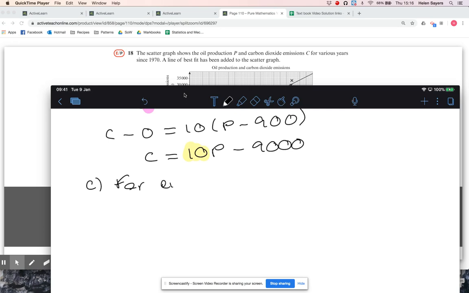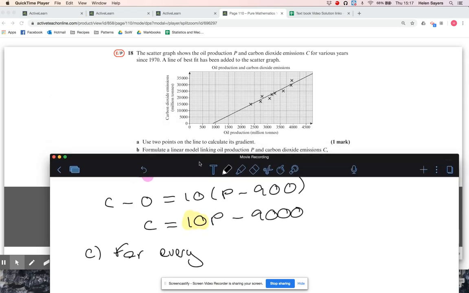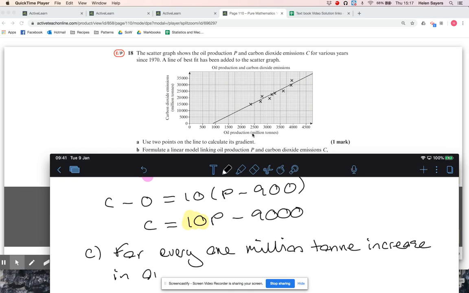So every time P goes up by 1, C goes up by 10. That's the significance of the gradient. But I need to think about what the actual scale is. So the P-axis is in million tons. So for every 1 million ton increase in oil production.